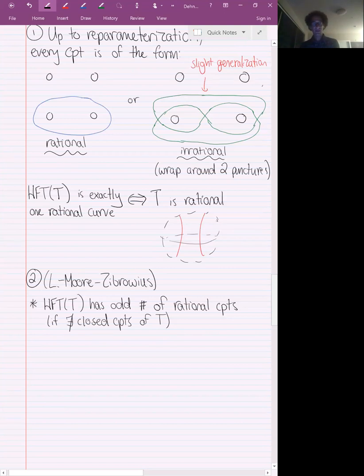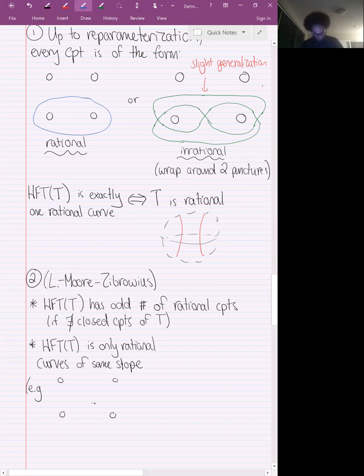And the other nice detection that we can have here is a generalization of Zibrowius's theorem that the tangle Floer homology detects rational tangles. And the way that that manifests itself is as follows. Let's suppose that HFT of T is only rational curves, all of the same slope. So what I mean by that is that I see a bunch of rational curves in parallel.